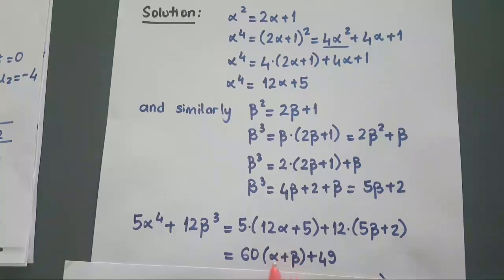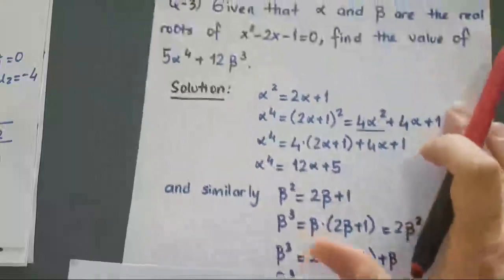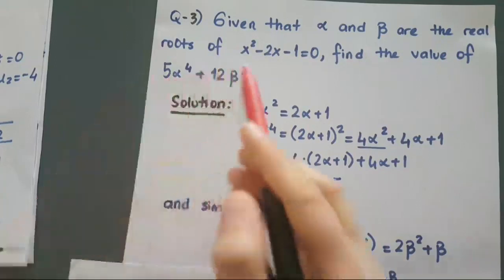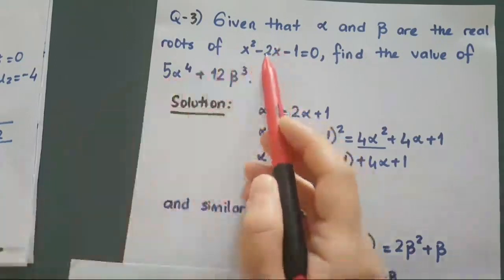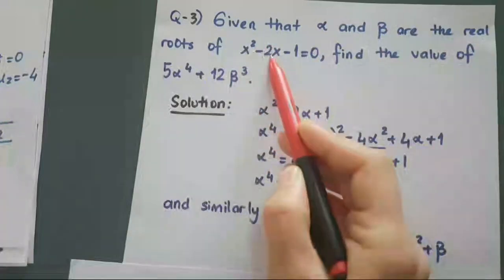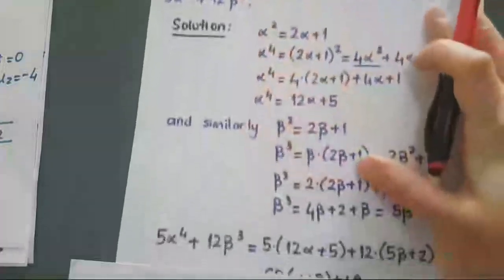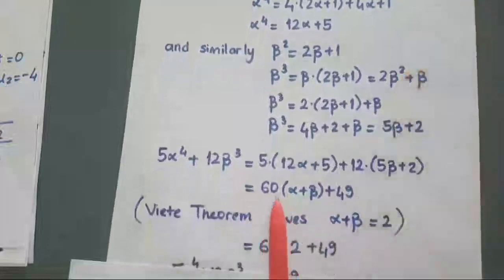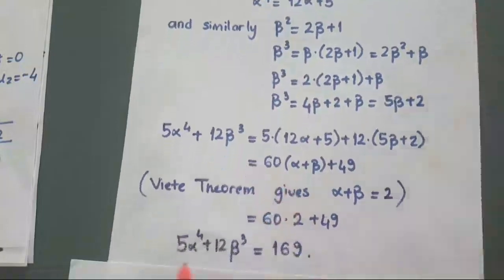How can I find the sum of the roots of the quadratic equation x squared minus 2x minus 1? We know minus b over a gives us the sum of the roots. So alpha plus beta is going to be minus negative 2 divided by 1, which is 2. So if alpha plus beta is 2, when we substitute here in the expression, 60 times 2 plus 49, 5 alpha to the power of 4 plus 12 beta cubed will be 169.